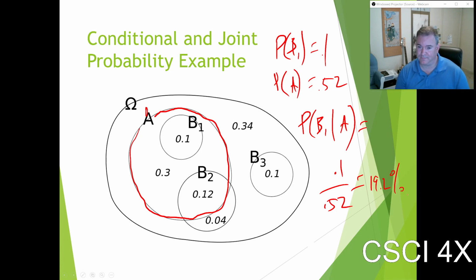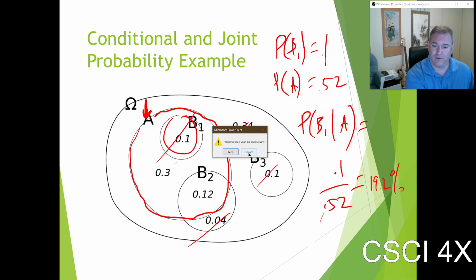Odds go up. Before I revealed to you that we're somewhere within A, the odds of B1 happening was 0.1. But now that I revealed A happened, we're in here somewhere, then the odds that B1 happened just skyrocketed. They almost doubled, because we know it couldn't be you, couldn't be you. So the odds that it was B1 go up. Now, if I revealed the opposite, that it wasn't A, the odds would drop to 0, because B1 is completely enclosed within A.